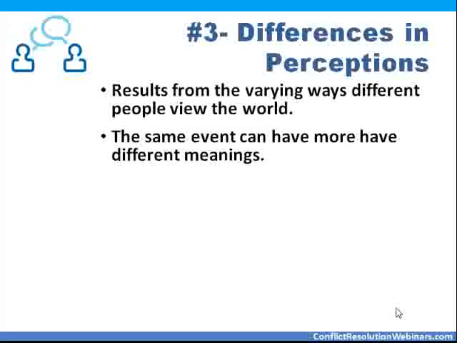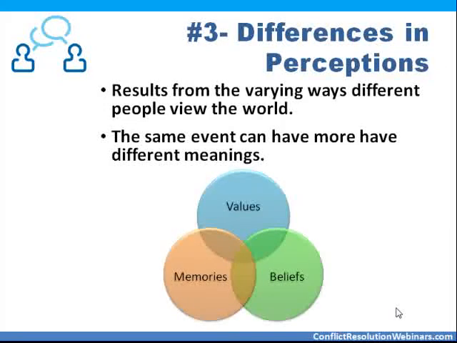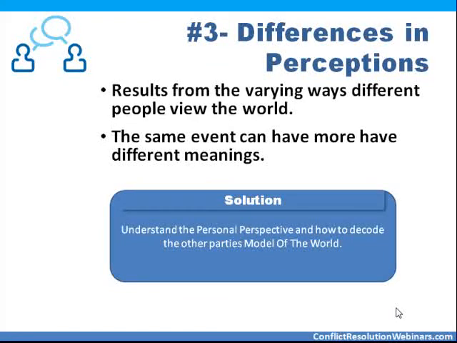Cause number 3 is differences in perceptions, and this results from the idea that 2 people can see the same event in very different ways. The exact same thing can happen, and 2 people can take away completely different meanings from it. And in my course, we go into the details about how the personal perspective works, but it's basically comprised of values, beliefs, and memories. These 3 things interact to create the filters that somebody uses to attach meanings to events. So when an event occurs, people will attach a meaning to it, which may or may not be the meaning that the other person attaches to it, and so we can have conflict from this. The solution is to understand the personal perspective and how to decode the other party's model of the world.